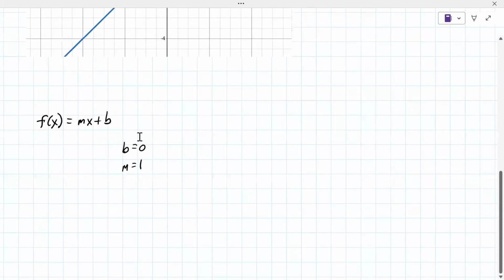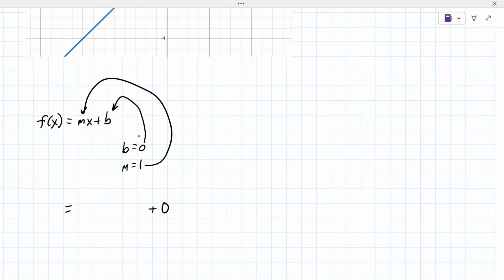Okay, what is the value of b? The value of b is 0. Okay, what's the value of m? The value of m is 1. Okay, when you add 0, does that contribute anything? 0 does not contribute anything. Does it change anything? 1x plus 0, that's 1x.